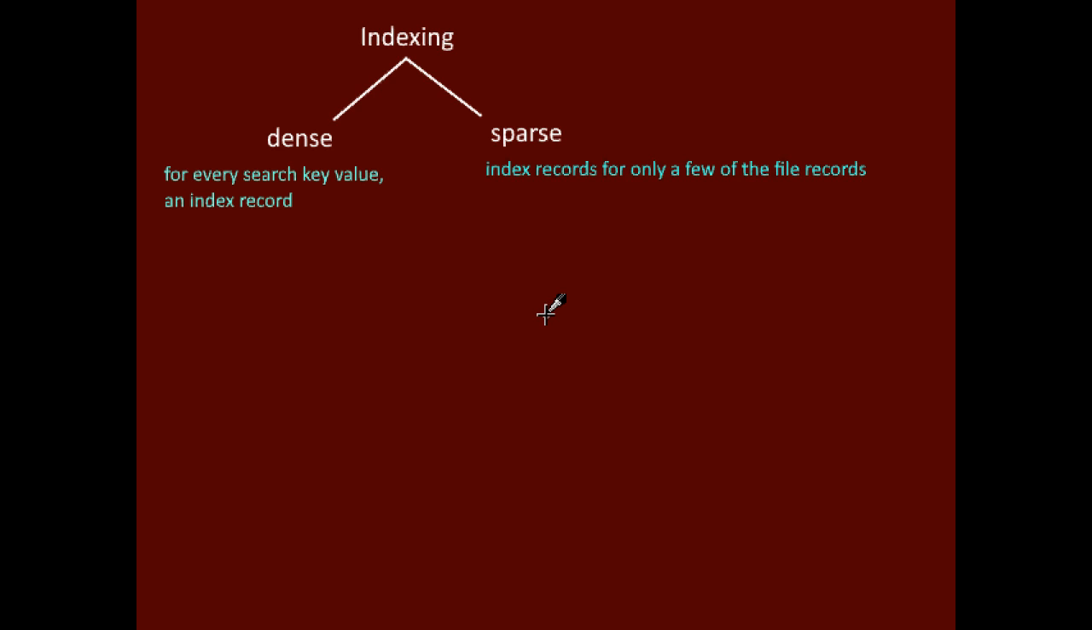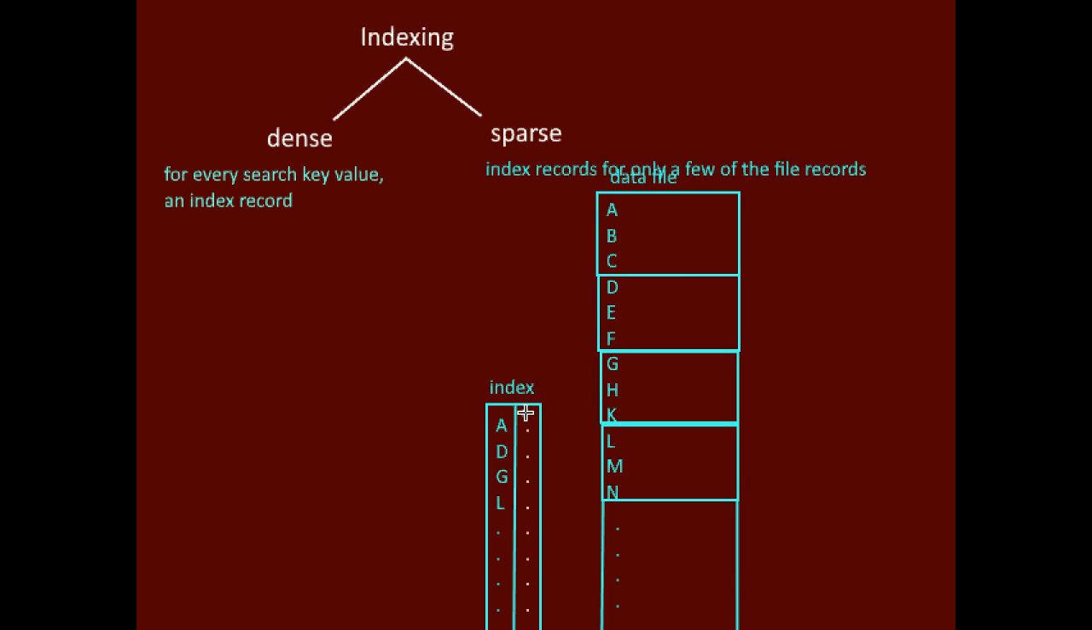Now, what is sparse indexing? If index records are maintained only for a few of the file records, then it is called sparse indexing. That is, we do not keep index entries for every record of the database file. Consider this. Here, we maintain an index record for the first record of every block. So for every database file record, we are not having an entry in the index. Thus, this is an example for sparse indexing.